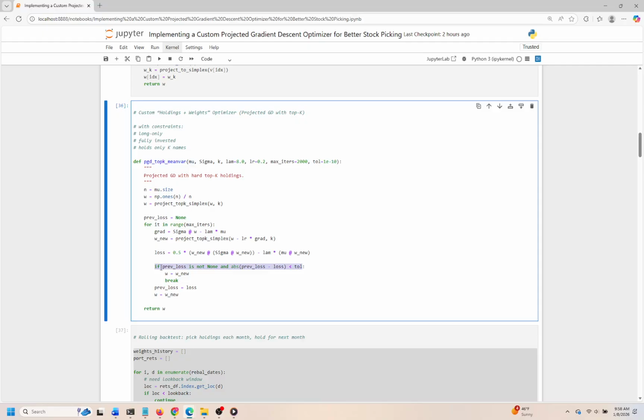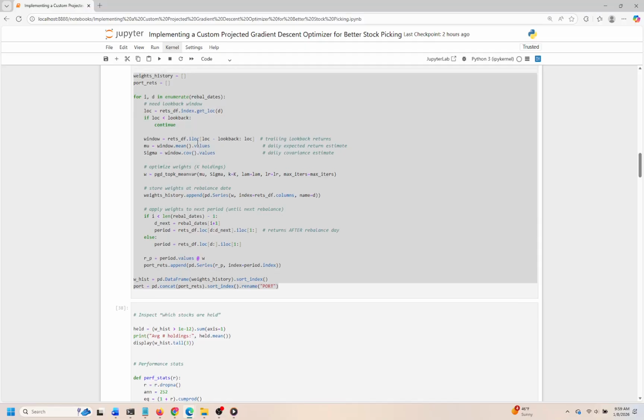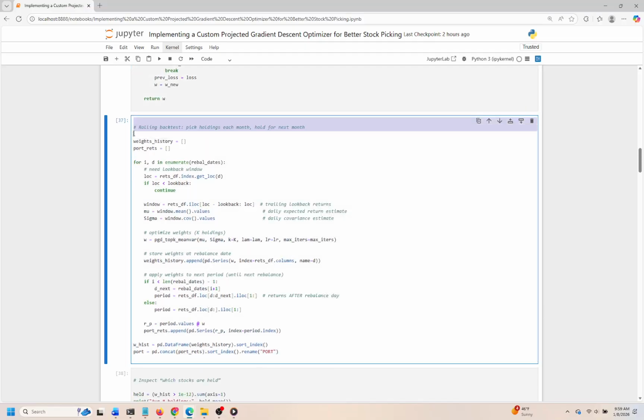Cell 6. In this cell, we're performing a rolling backtest of an investment strategy where we select holdings at the beginning of each month and maintain those positions throughout the month. This approach is critical because it allows us to evaluate how well our selection of assets and adjustments to weights are performing over time, giving us insights into potential returns and risk.